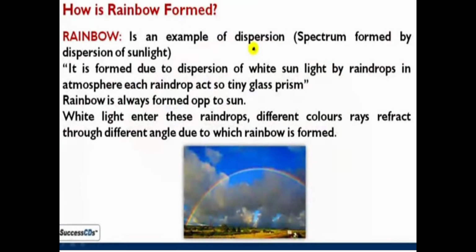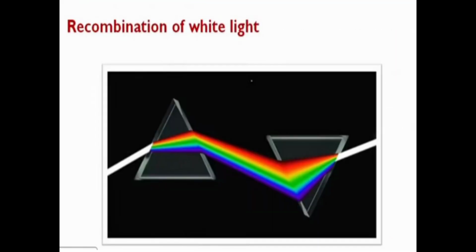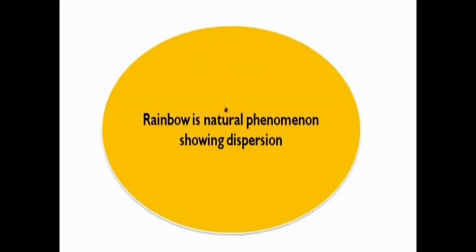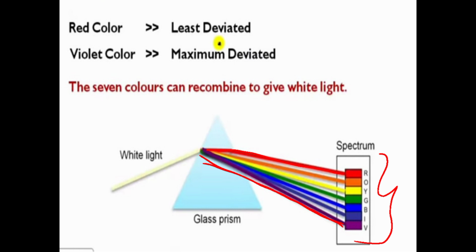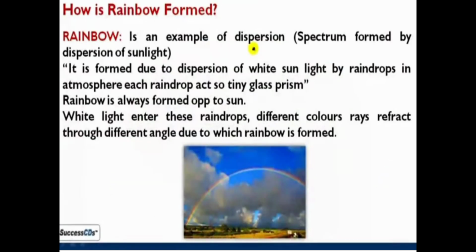Am I clear, students? Okay, let's move further now. As I told you, we saw in the previous slide that the 7 colors can recombine to give white light. This phenomenon we will study over here. I hope that I am clear with how a rainbow is formed.